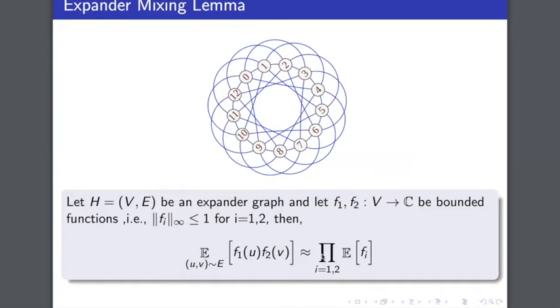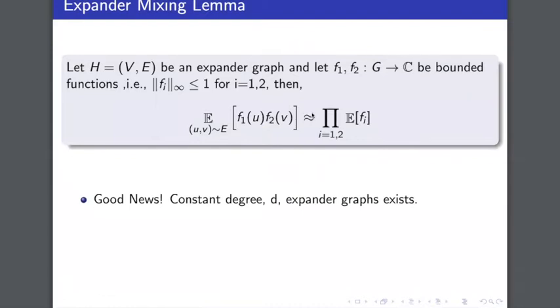So what we have over here, on the right-hand side, is the product of expectations of individual functions. And this expectation is computed over the uniform distribution on the vertices. On the left-hand side, we are computing the expectation over the distribution (U, V) randomly sampled from the edge set E and computing the quantity f1 of U times f2 of V. Okay, and the lemma says these two quantities are roughly equal, and that is good news because we know there are constant degree expander graphs and we know how to construct them efficiently.